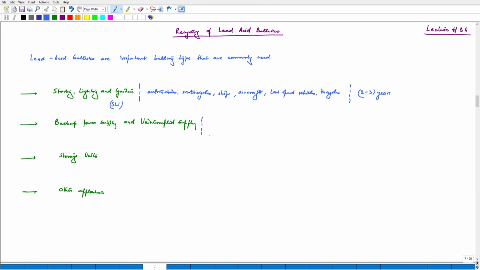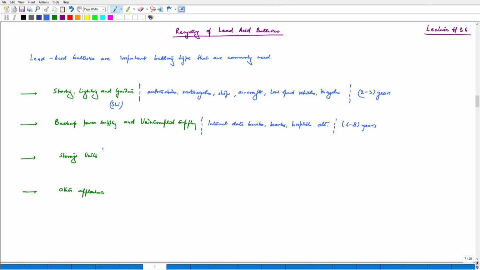When we look at backup power supply, we'll be using it in internet data banks, hospitals, and internet data servers as well. So places where we essentially cannot have any interruption in power supply. So there we have lead acid batteries, and here it is generally having a lifespan of 6 to 8 years.